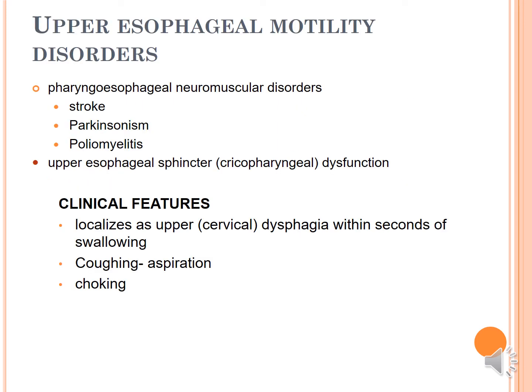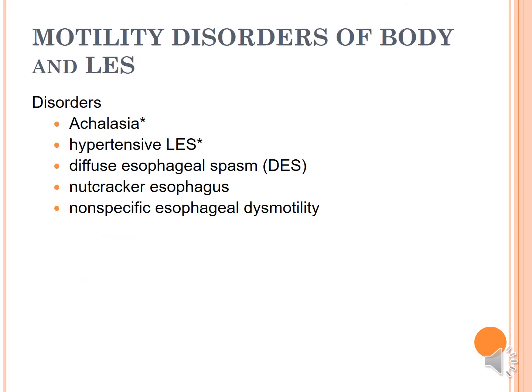Now, coming on to the upper esophageal motility disorders. First, we'll come on to the neuromuscular disorders. It could be because of stroke, Parkinsonism, poliomyelitis, and it could be because of upper esophageal dysfunction. Clinical features are mainly upper dysphagia with difficulty initiating swallowing. They may be coughing as well as aspiration and choking.